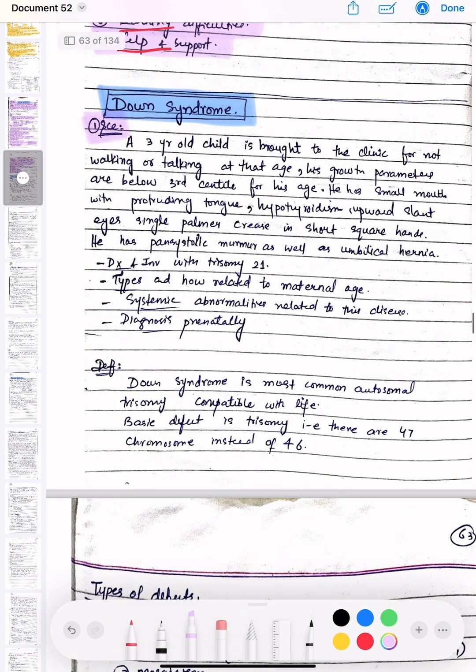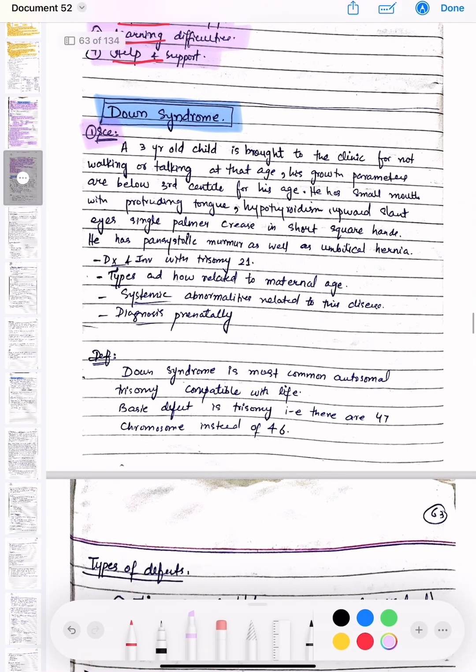We have a scenario of a 3-year-old child brought to the clinic for not walking or talking at that age. His growth parameters are below the third centile for his age. He has a small mouth, protruding tongue, hypothyroidism, upward slanting eyes, and a single palmar crease in short square hands. He has a pansystolic murmur as well as an umbilical hernia.